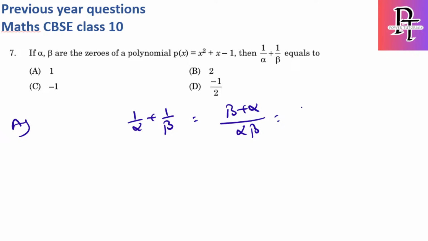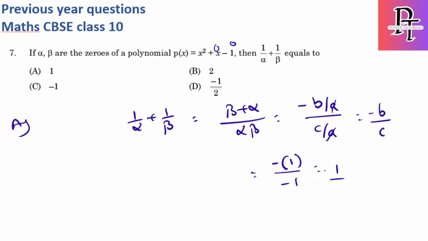What is the sum of zeros formula? Minus b by a. Product of zeros is c by a. So a gets cancelled. So finally it should be minus b by c. So in this equation, what is the b value? B value is 1. C value is minus 1. So minus of b value 1 by c value minus 1. So minus 1 by minus 1, which is 1.